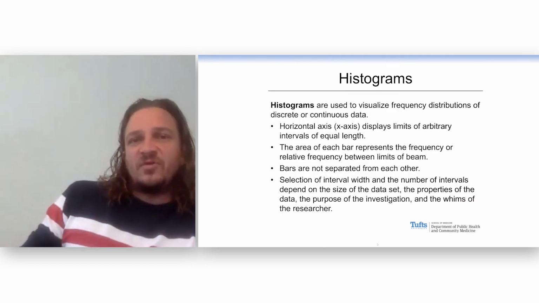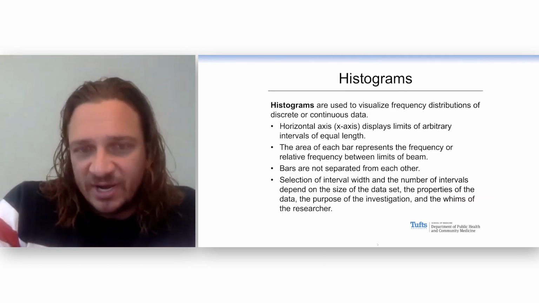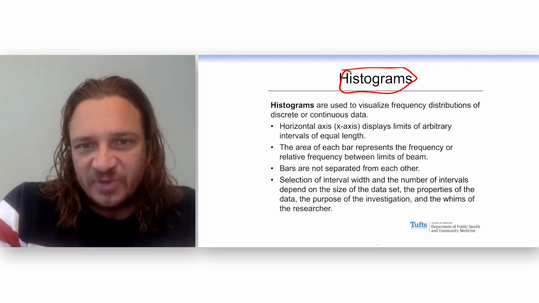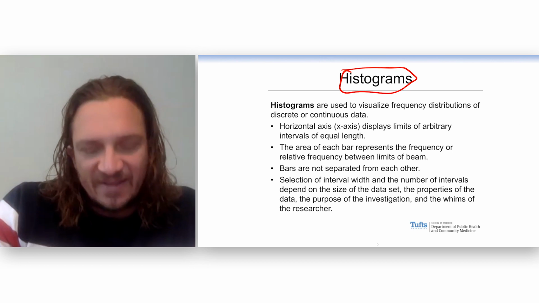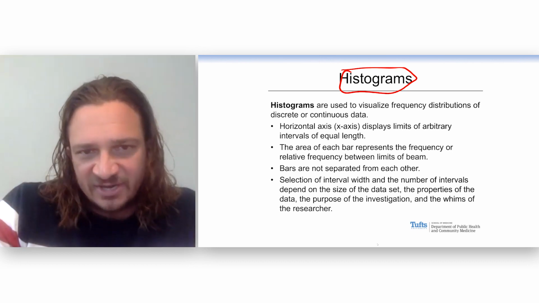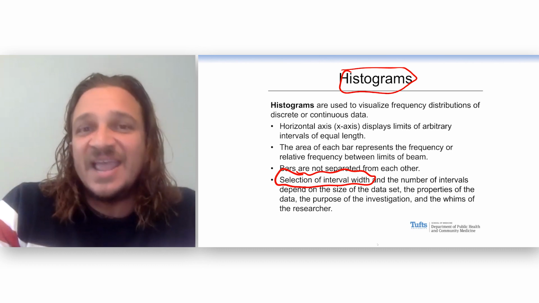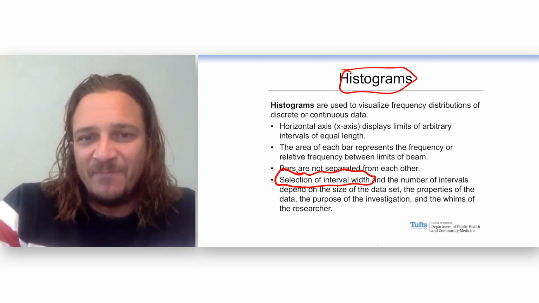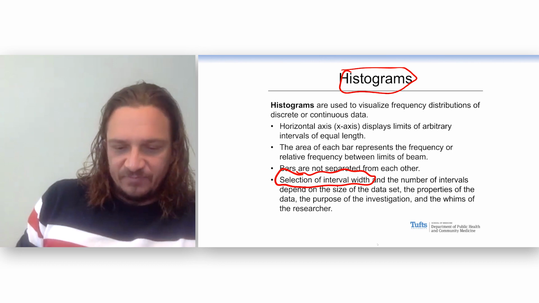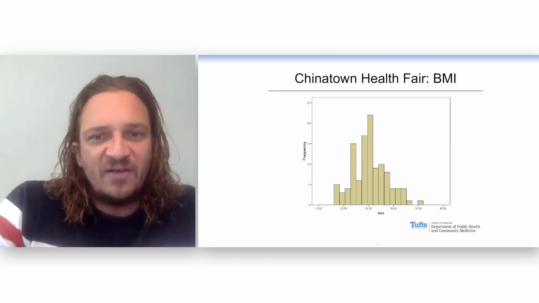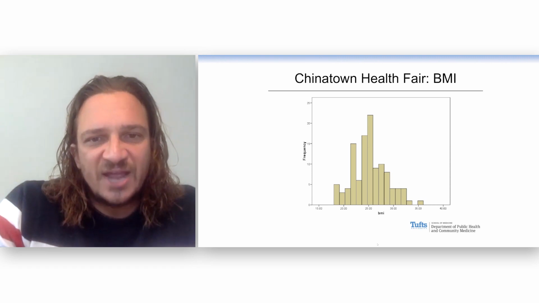Now, when we think about doing graphics for a discrete or continuous variable, they are called histograms. They look like bar charts, but they're a little bit different in that each bar is going to be touching the one next to it. And we have to make a choice of what is the interval that we're going to use. How many bins are we going to make? So here's the BMI of those residents of that health fair.